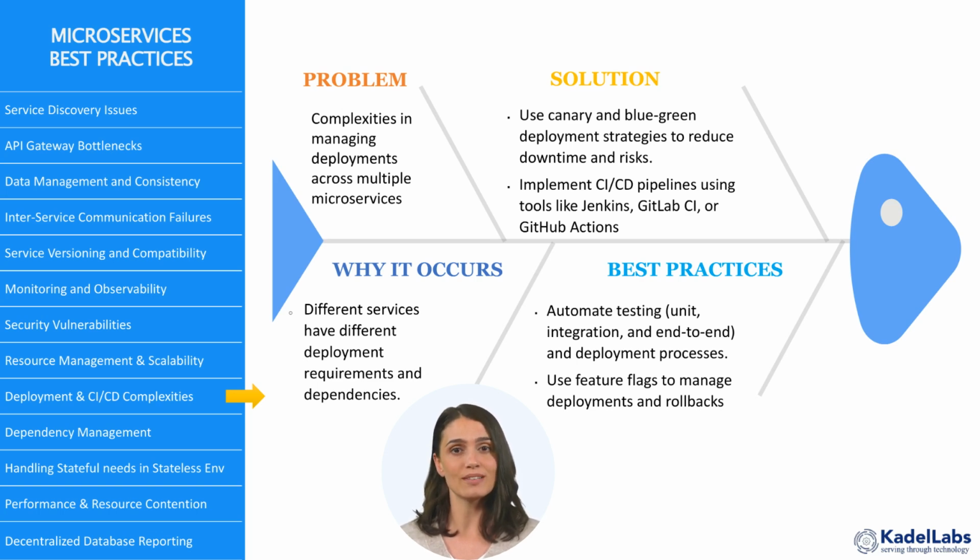CI/CD tools automate build, test, and deployment processes, ensuring reliability. Best practices include automated testing, using feature flags for controlled releases, and versioning configurations to simplify rollbacks. These strategies help streamline deployments, reduce downtime, and ensure high service reliability. Next, we'll cover dependency management and version conflicts.